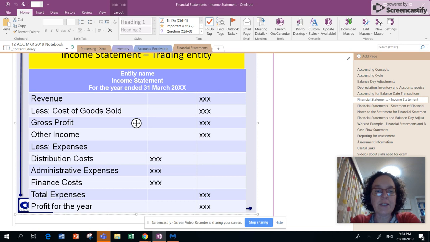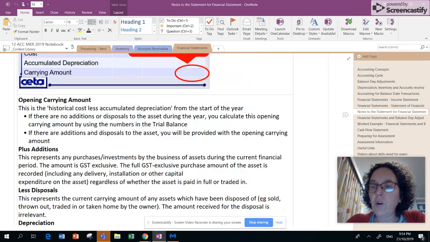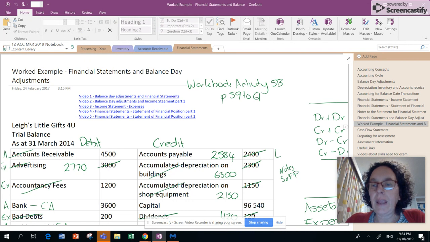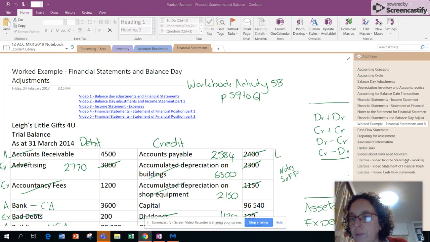The income statement's purpose is to calculate the profit for the year. So we're only dealing with income and expenses. So in your OneNote, we've got a worked example for a trading firm here, and I'm going to do in this video one for a service firm.